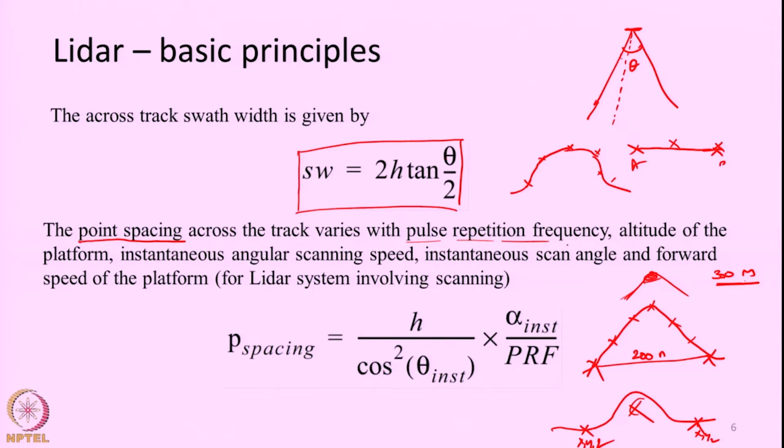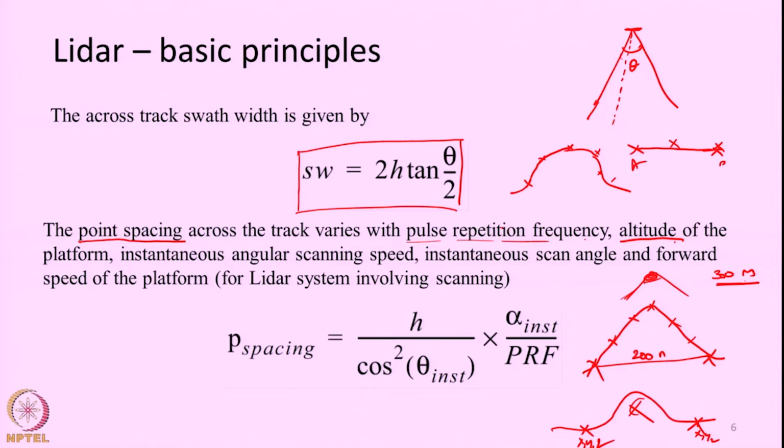Pulse repetition frequency is how frequently our system will transmit LIDAR signal, maybe as I told you 10,000 pulses per second and so on. And then altitude of the platform, at which height the aircraft is flying, that is going to have a major say. Then the instantaneous angular scanning speed, at which speed we are scanning. The more the scanning speed, the lower the point density. Then instantaneous scan angle, forward speed of the platform.